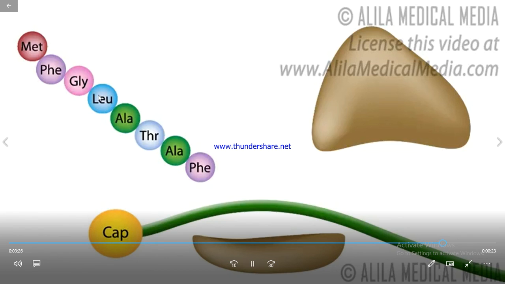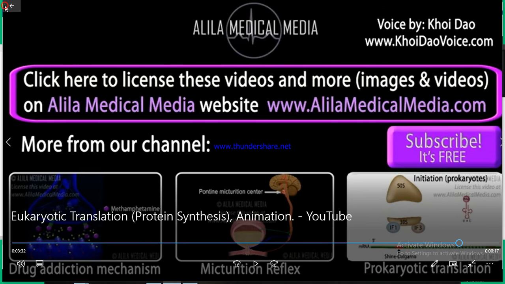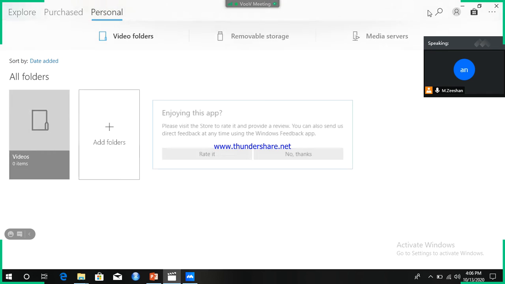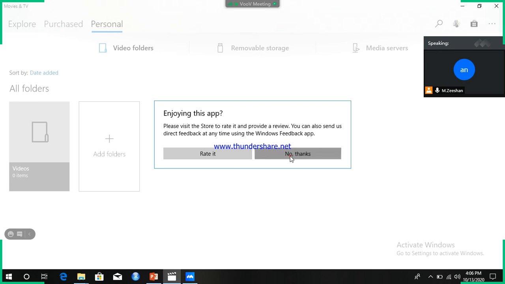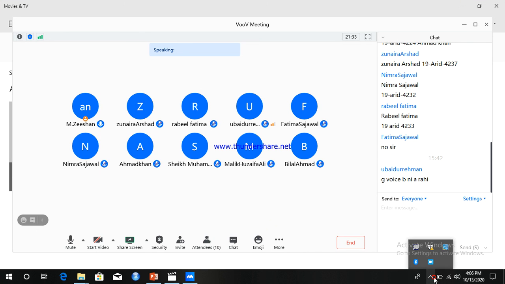Methionine, phenylalanine, glycine, leucine, alanine, threonine: these are basically the amino acid chains. Understand? Kuch samajh aaye?